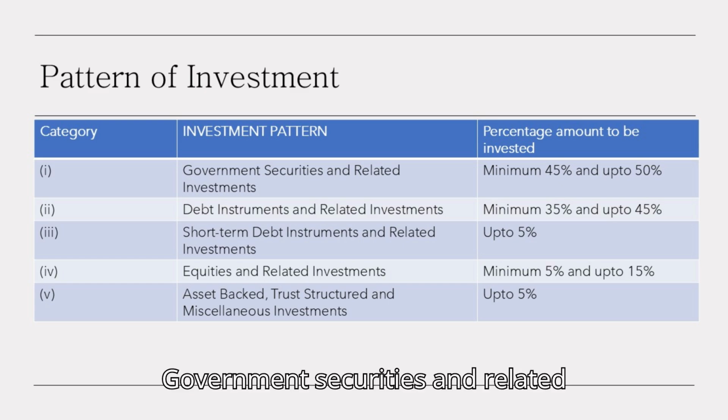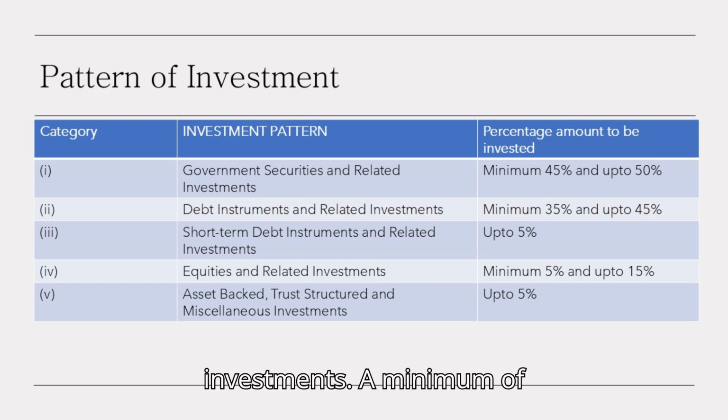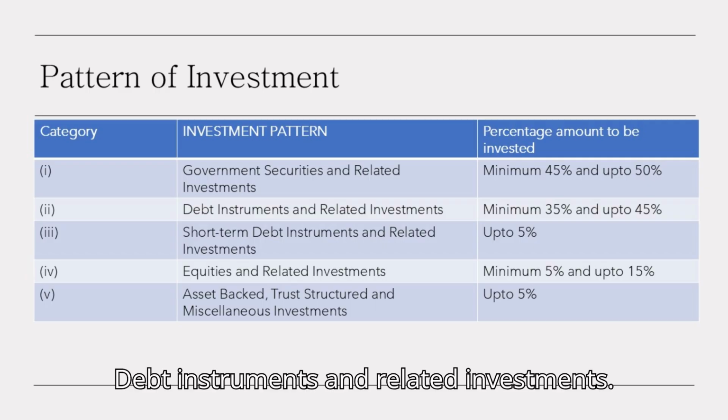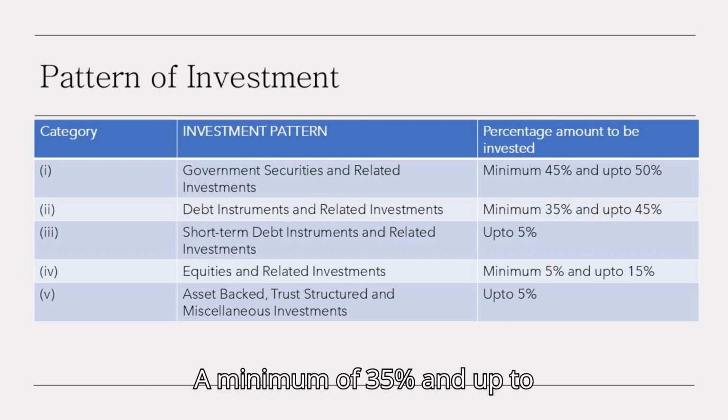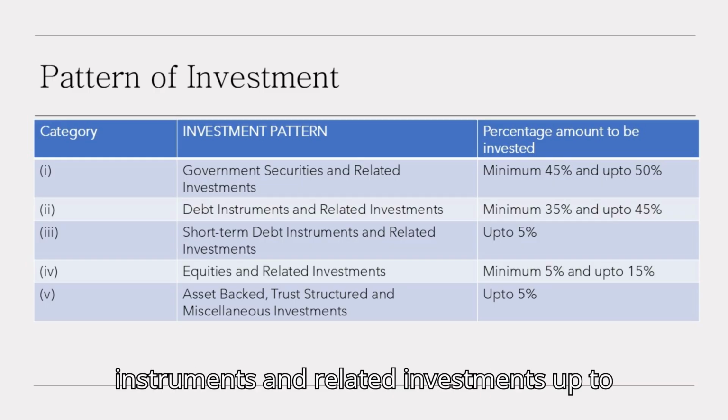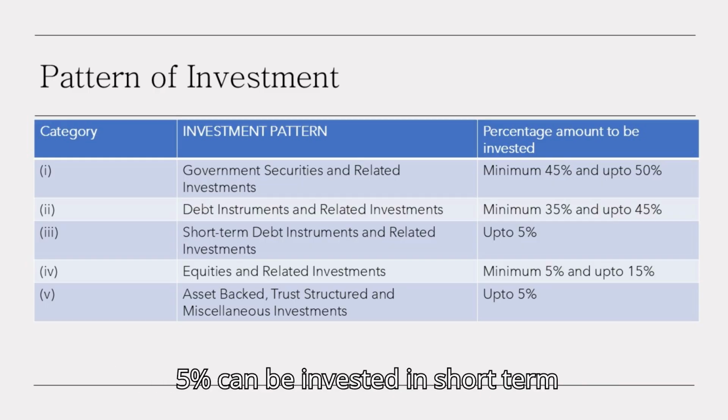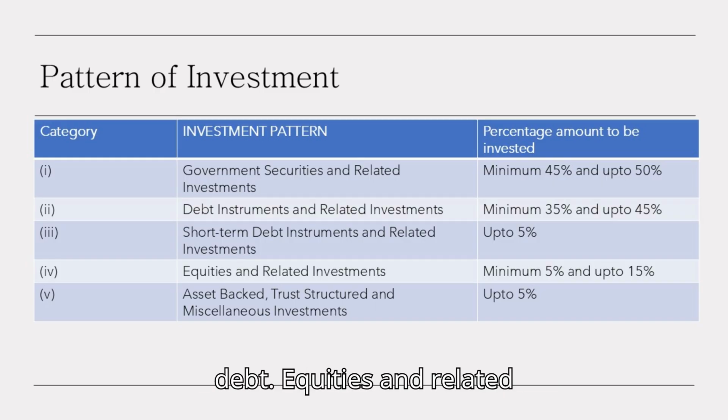Government securities and related investments, a minimum of 45% and up to 50% of the funds must be invested here. Debt instruments and related investments, a minimum of 35% and up to 45% is allocated to debt instruments. Short-term debt instruments and related investments, up to 5% can be invested in short-term debt.